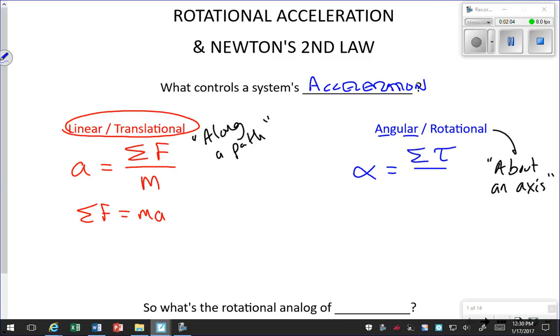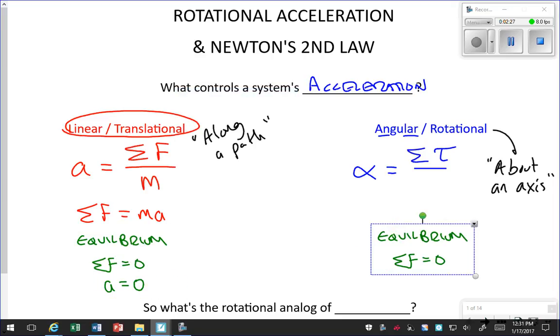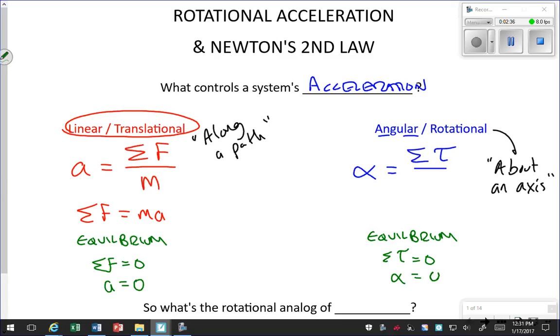People know that when we say objects are in equilibrium, our equilibrium statement for the linear side is that net force is zero, because that is the same as saying things don't accelerate. Well, my peeps know that equilibrium on the rotational side doesn't mean that net force is zero. It means that net torque is zero. And that means that angular acceleration is zero.